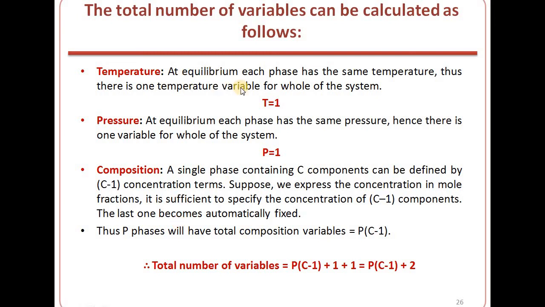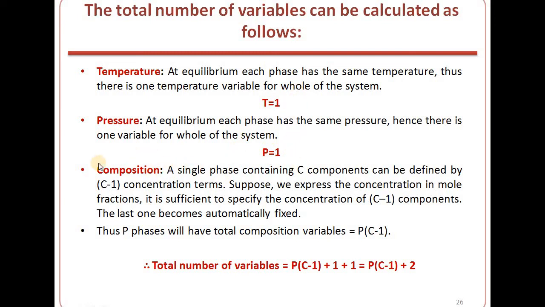Now, for the system to be in equilibrium, temperature and pressure of different phases are same. At equilibrium, we can say each phase will have same temperature. So, the one variable is temperature and second variable is pressure. Pressure of each phase is same. So, two variables are there, temperature and pressure.